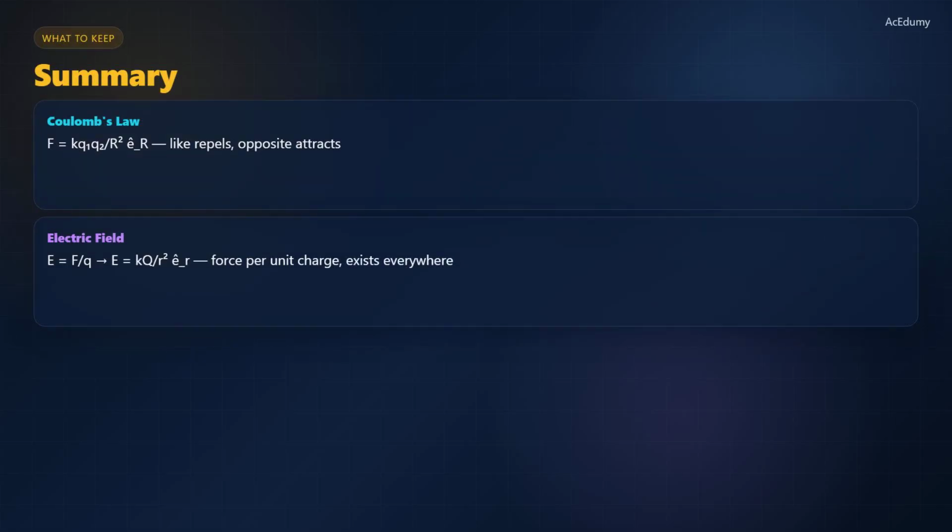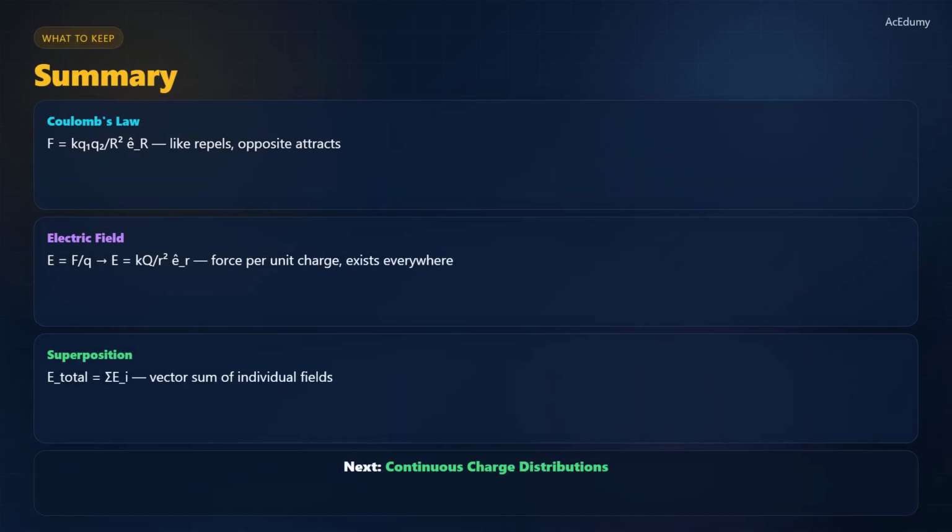Let us review. Coulomb's law: F equals k q₁ q₂ over r squared in the r hat direction. The electric field, E equals F over q. For a point charge, E equals k Q over r squared r hat. The superposition principle lets us find the total field from multiple charges by vector addition. In the next lesson, we extend these ideas to continuous charge distributions: lines, surfaces, and volumes of charge.